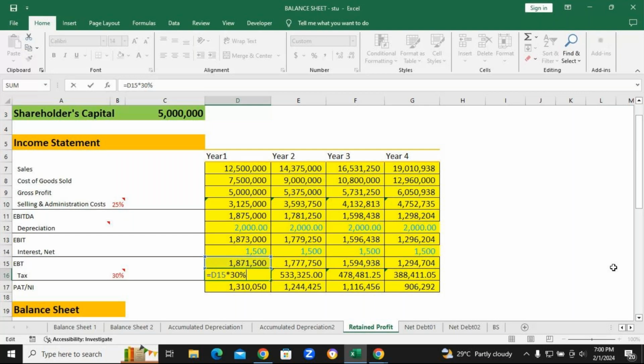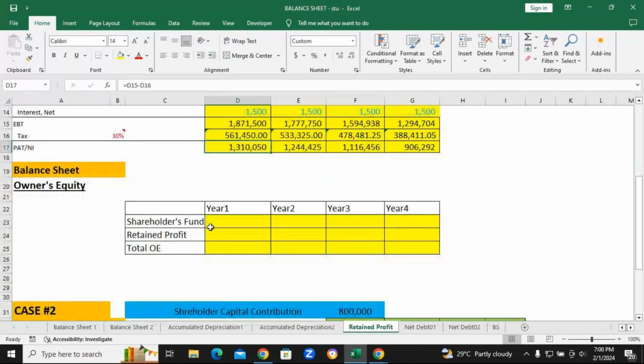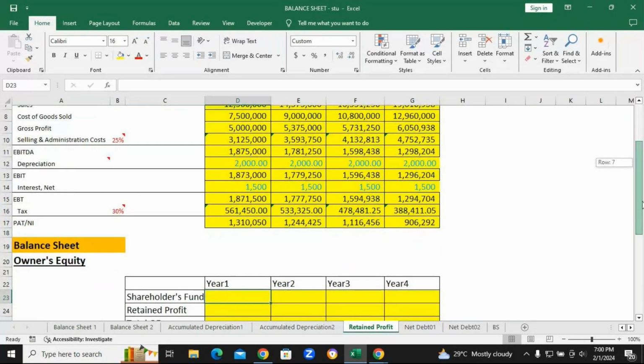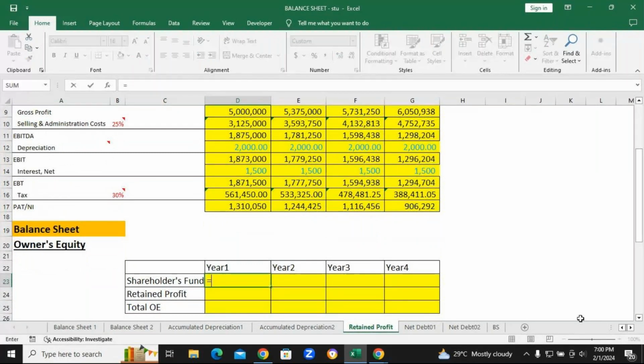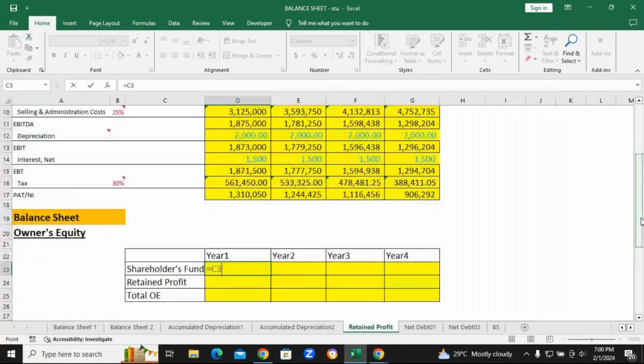So let's go to the next one. Income statement we have solved. Let's come to the owner's equity. Here they are telling what the shareholder fund is. The shareholder fund is 50 lakh rupees. So here I take this value as it is. The shareholders fund is going to remain the same throughout the year.